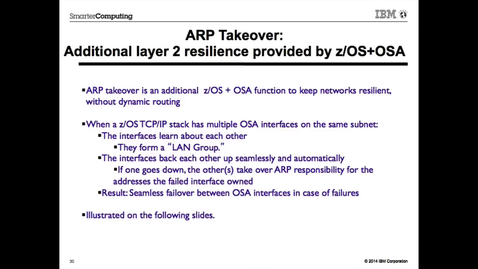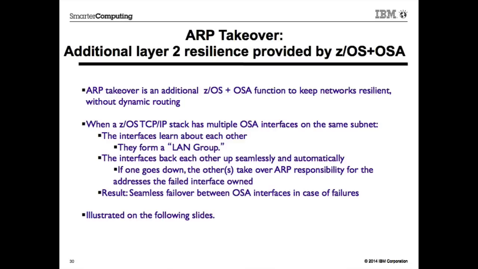And they back each other up seamlessly. If one of the OSAs goes down or fails, the other OSA starts ARPing for its IP addresses. So basically all the IP addresses on the failed OSA get taken over by the other OSA. Then when the OSA that went down comes back, it takes them back over. So what you get there is seamless failover between OSA interfaces in case of failures.